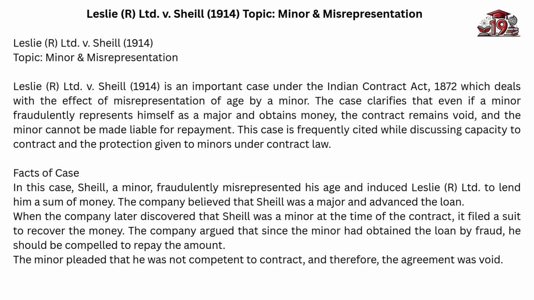Facts of the case. In this case, Sheill, a minor, fraudulently misrepresented his age and induced Leslie (R.) Limited to lend him a sum of money. The company believed that Sheill was a major and advanced the loan. When the company later discovered that Sheill was a minor at the time of the contract, it filed a suit to recover the money. The company argued that since the minor had obtained the loan by fraud, he should be compelled to repay the amount. The minor pleaded that he was not competent to contract, and therefore, the agreement was void.